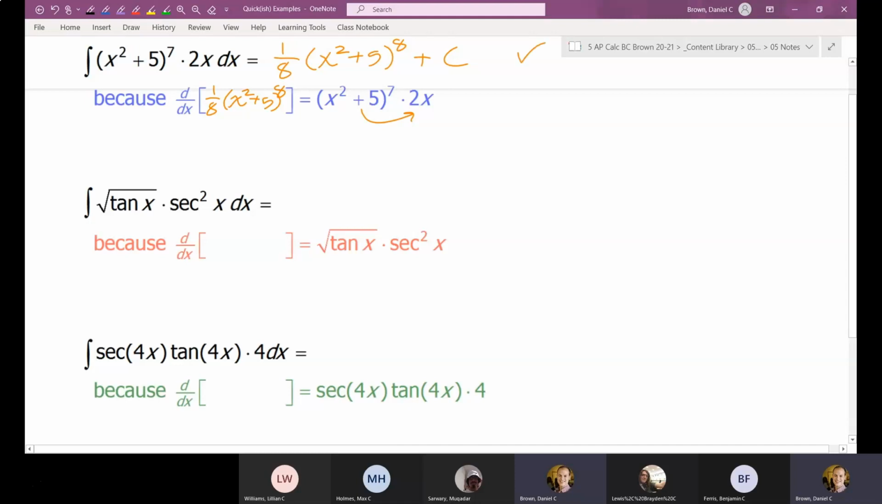Looking at that second one, what would be the integral of the square root of tangent of x times secant squared of x? Any ideas there? Go ahead, Matthew. 2 over 3 tan x to the 3 over 2 plus c.